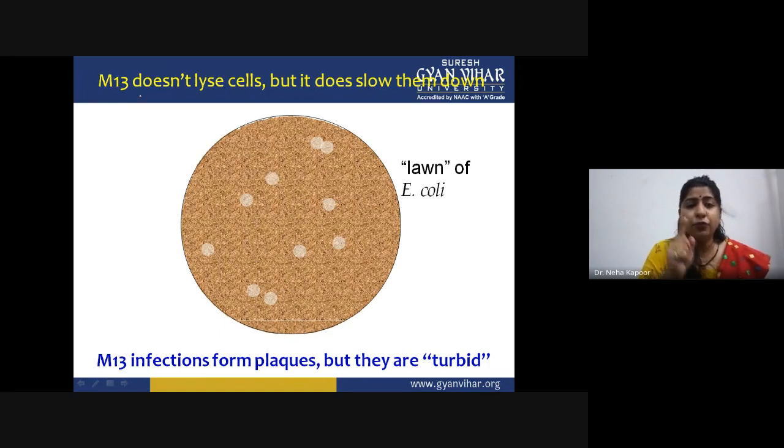That means it won't get integrated into the host genome, but it would get replicated inside the host cell. It won't lyse the cell, but it will slow them down and it will be produced out of the cell in the single stranded form. So this is the lawn of E. coli, and these are the plaques, and these plaques would be formed.